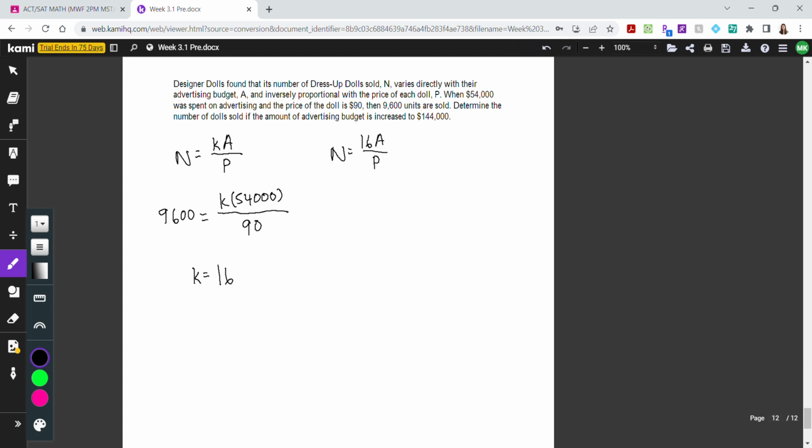Now, the thing it actually does want us to find is to determine the number of dolls sold if the advertising budget is increased to $144,000. All right, so that means P, the price of the dolls, did not change. So how that's going to look in our equation is N equals 16 times 144,000 divided by 90. Plug that all into the calculator. So that means our units sold is going to be 25,600. All right, and that will be the answer.